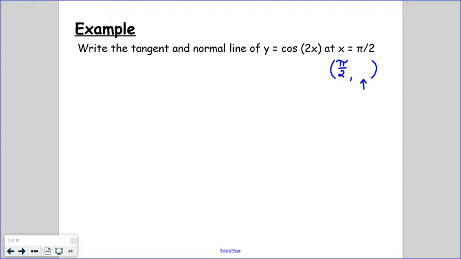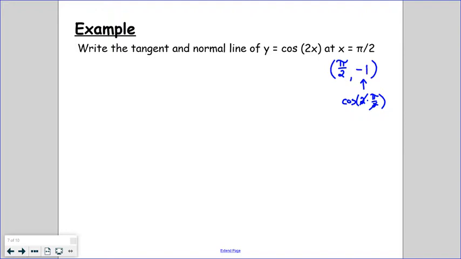The rest of the point always comes from the function itself, and our function is y equals cosine of 2x. So that's where I'm going to get my y value, by plugging in pi over 2 into our original function. So cosine of 2 times pi over 2 will give me my y value. Well, 2 times pi over 2, the 2's cancel, right? And we're taking cosine of pi. Cosine of pi is -1. So that's the first part of it, just finding the point.